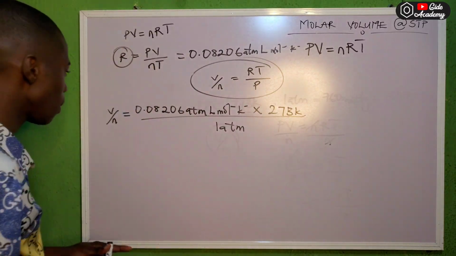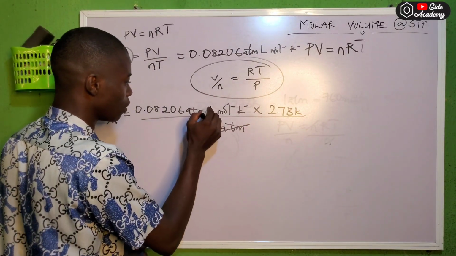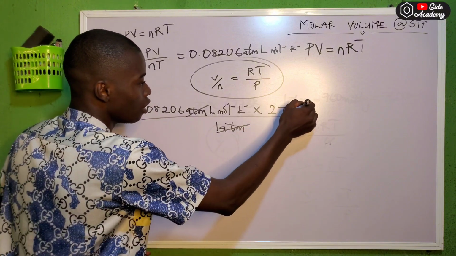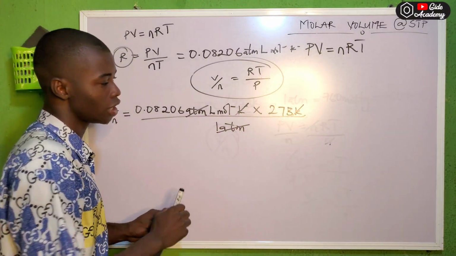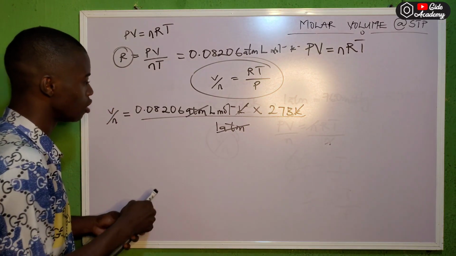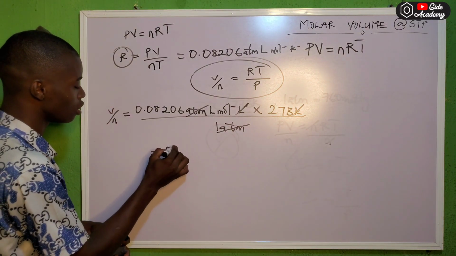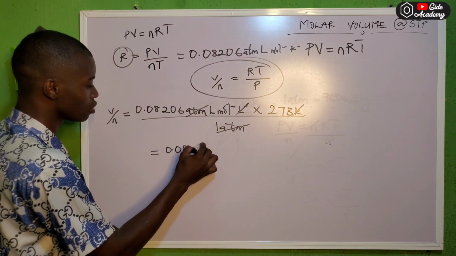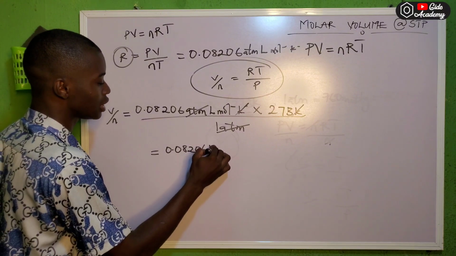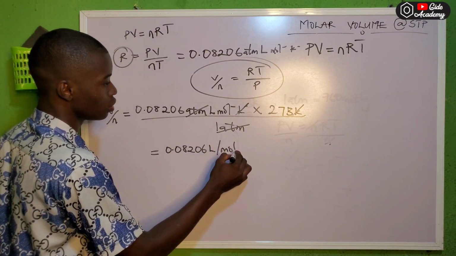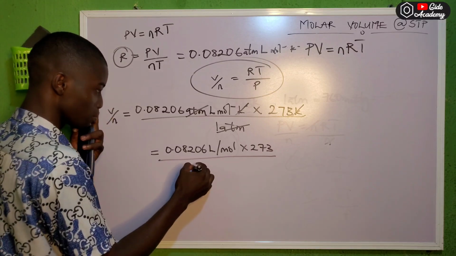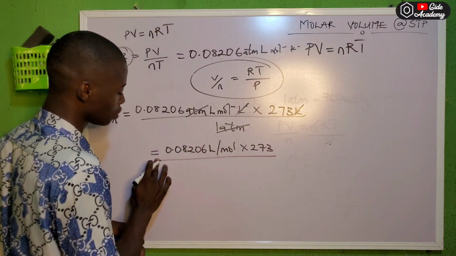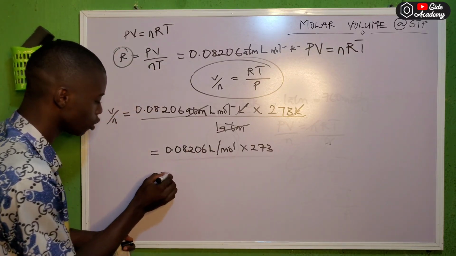So if you have something like this, atm here, we cancel this atm. Kelvin, we cancel per Kelvin. This one means divided by Kelvin, so Kelvin divided by Kelvin is already out of the game. So what we are left with is 0.08206 liter per mole times 273 all over what? All over 1, so it's the same thing. So let me push my calculator.